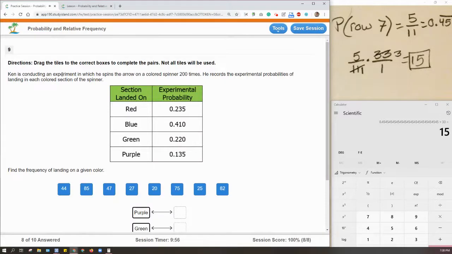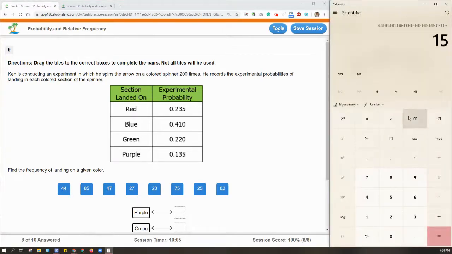Number 9. Ken is conducting an experiment in which he spins the arrow on a colored spinner 200 times. He records the experimental probabilities of landing in each colored section of the spinner. So we got the section landed on, red, blue, green, or purple, and the probability here. Find the frequency of landing on a given color. So purple, Ken got purple 0.135 of the time, that portion of the time. That's the same as 13.5%.